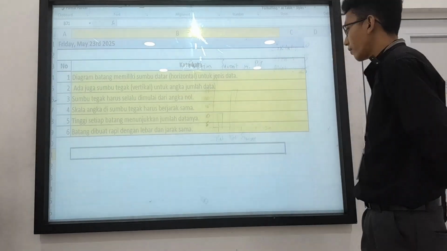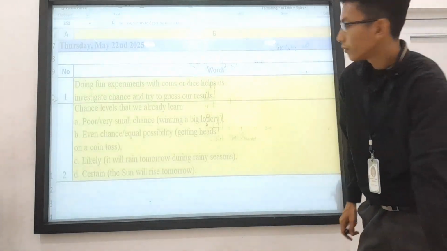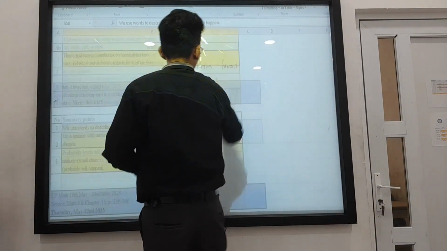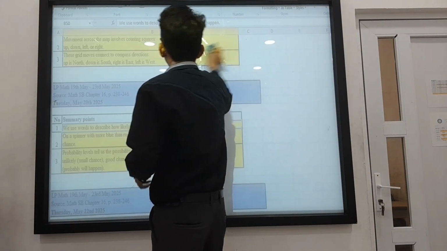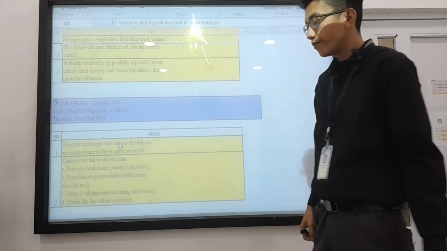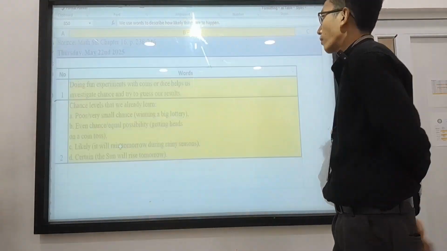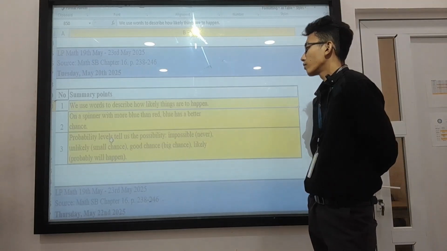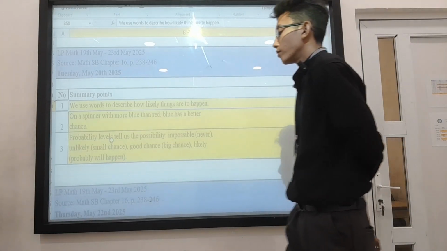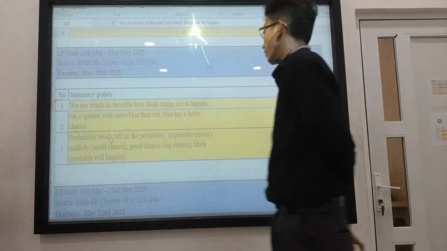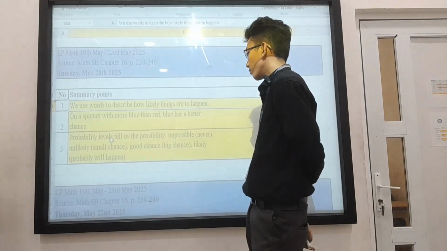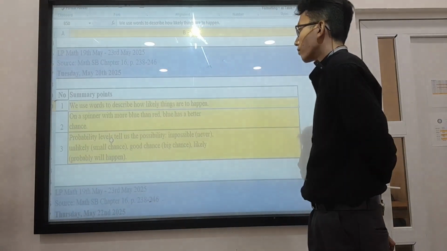Okay. Now we move to math. Okay, could you mention one example of each chance? About impossible, unlikely, even chance, likely, and certain.